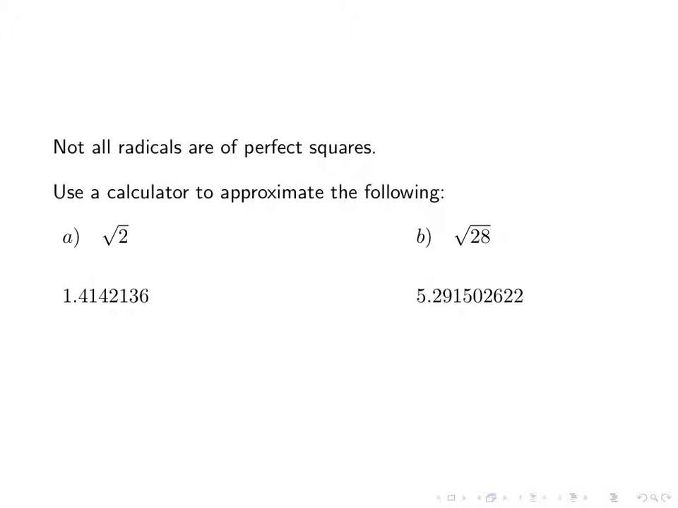You can do the same thing with root 28. 28 is between 25 and 36. So 25 and 36 are the perfect squares on either side of 28. And if we square root those, we'll get 5 and 6. So the square root of 28 should be between 5 and 6, which is what we get out. So you can always check to make sure you're on the right track, that you didn't hit any funky buttons on the calculator or anything.